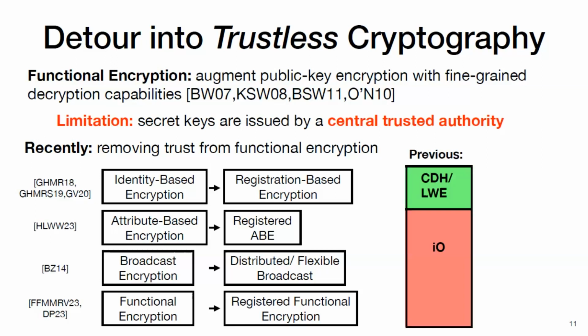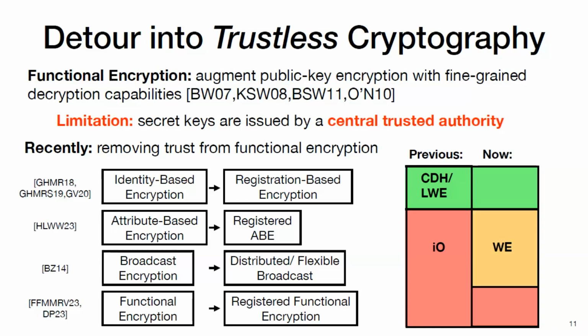And prior to our work, the state of the art was, well, from the simplest functionality of identity-based encryption and its trustless variants, we could build this from simple assumptions like computational Diffie-Hellman or LWE, but anything more expressive, it seemed like we needed full-fledged indistinguishability obfuscation to build this. And now in our work, we show for these two examples of trustless systems, registered ABE and distributed and flexible broadcast, how to build these from witness encryption instead.